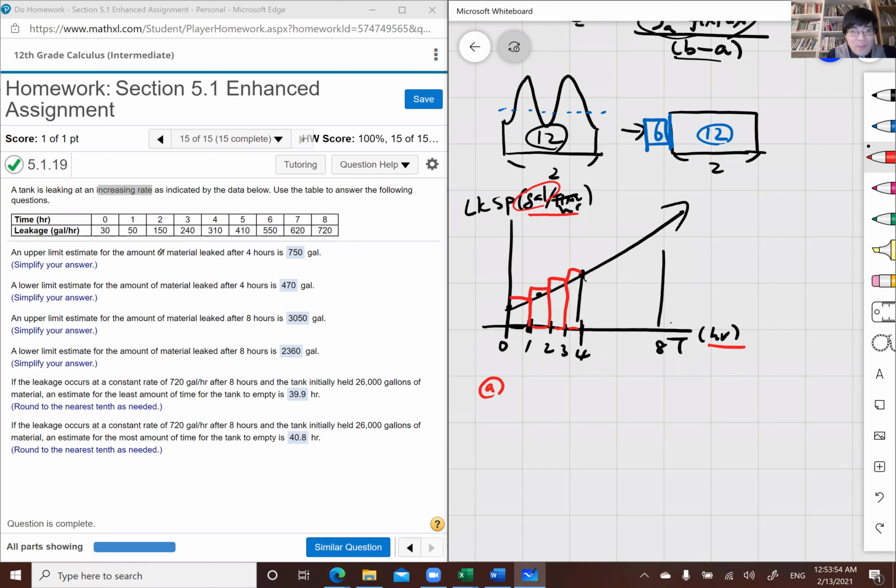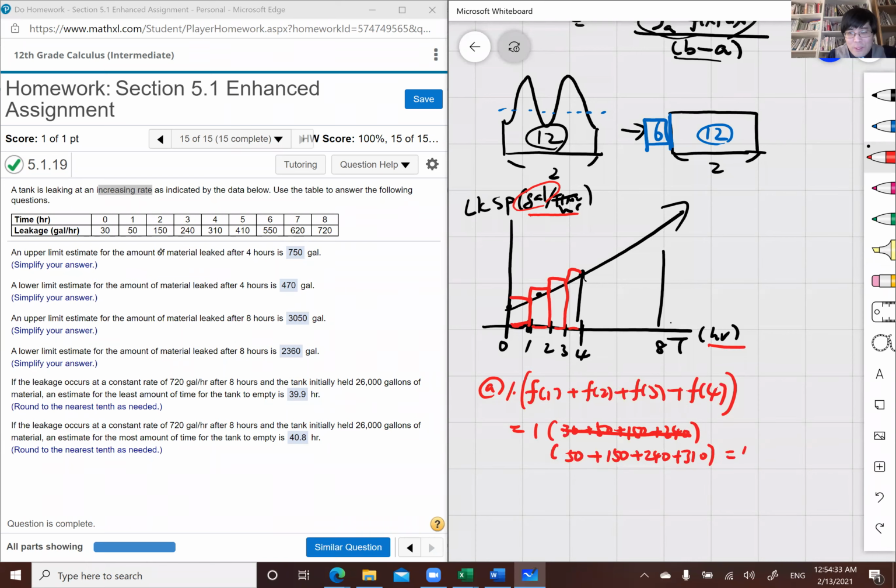So the upper limit after 4 hours is going to be f of 1 plus f of 2 plus f of 3 plus f of 4, and you multiply it by 1, for the 1 hour width. So it is 1 times 30 plus 50 plus 150 plus 240. No, that's not correct. That was a lower sum. I had to use the right sum, so it's going to start with 50, 150, 240, and 310.